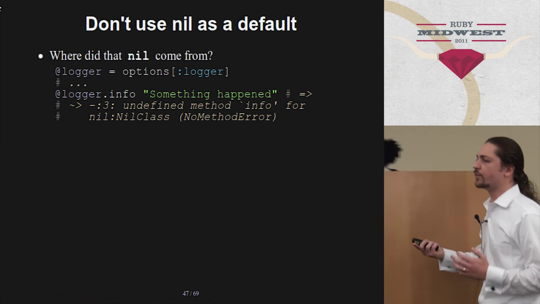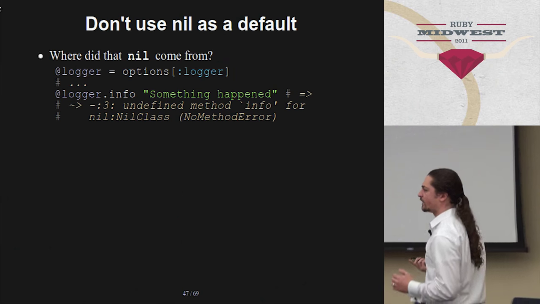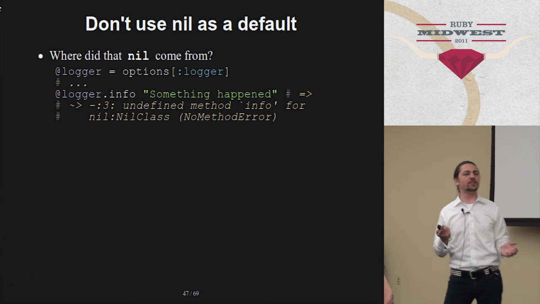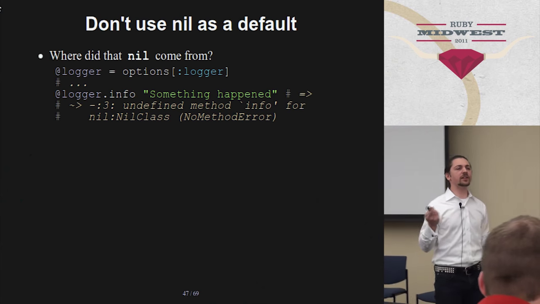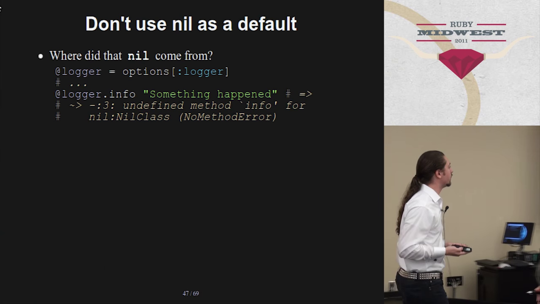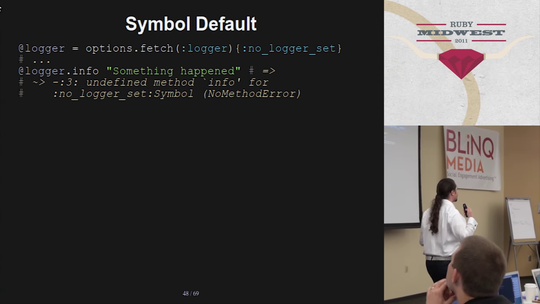How many people deal with this kind of error on a daily basis? No method error on nil class. Where and how often do you find yourself thinking, where did that nil even come from? There are so many places that nil could have come from. Can anyone tell me what's different about this error message?